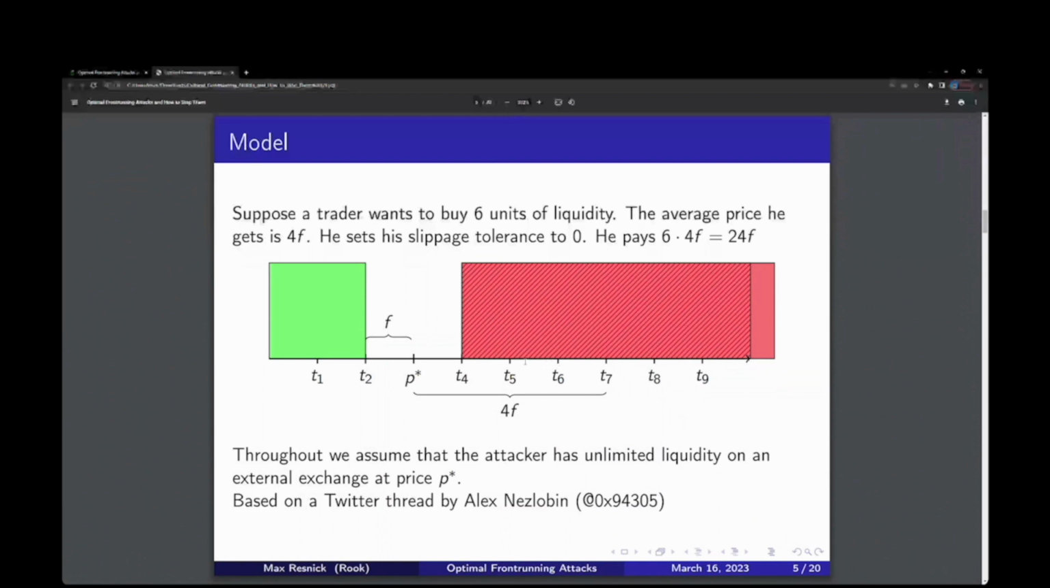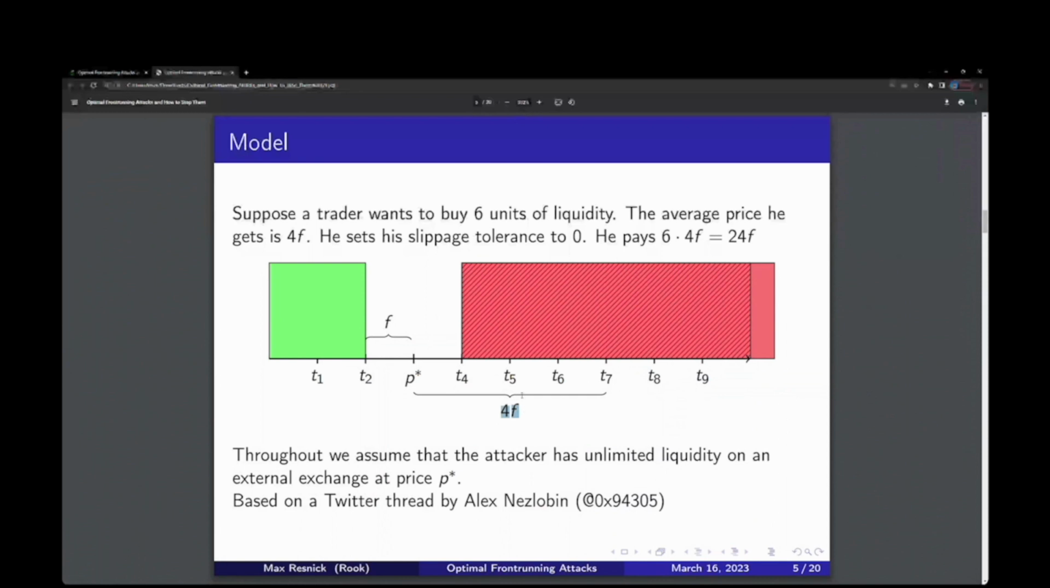The first unit he's getting for relatively cheap. The second one is a little more expensive. The third one is a little more expensive, etc. So if he just executes it right on the DEX, he's going to get on average a price of 4F.